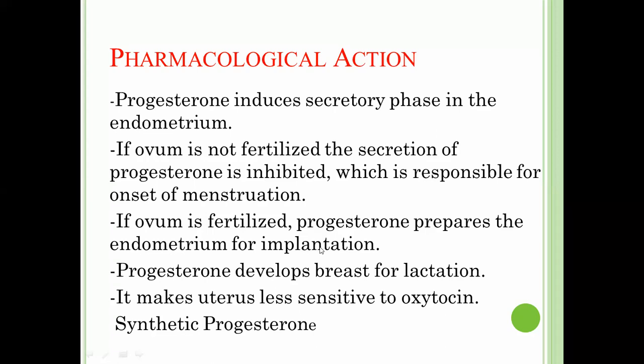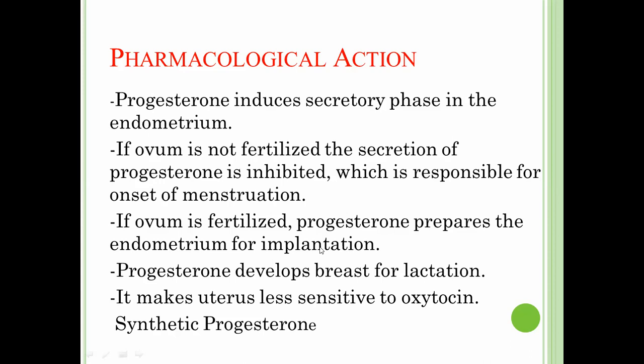The next point is pharmacological actions, in which the first one is that progesterone produces the secretory phase in the endometrium. As you know, the endometrium is a mucous membrane lining in the uterus, which thickens during the menstrual cycle. So this progesterone produces the secretory phase in this endometrium.